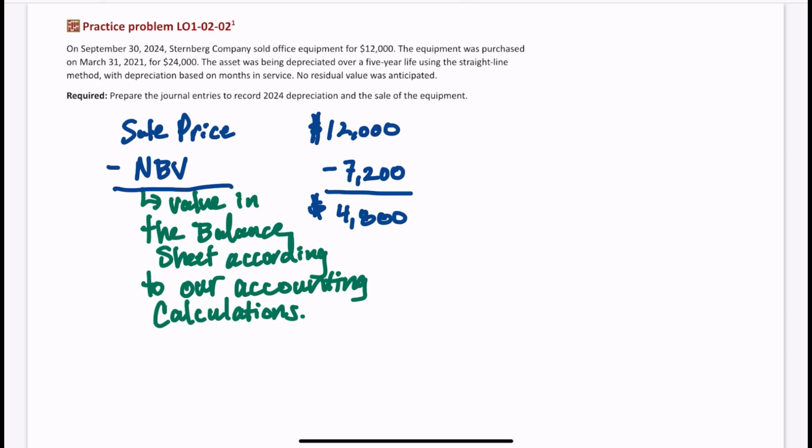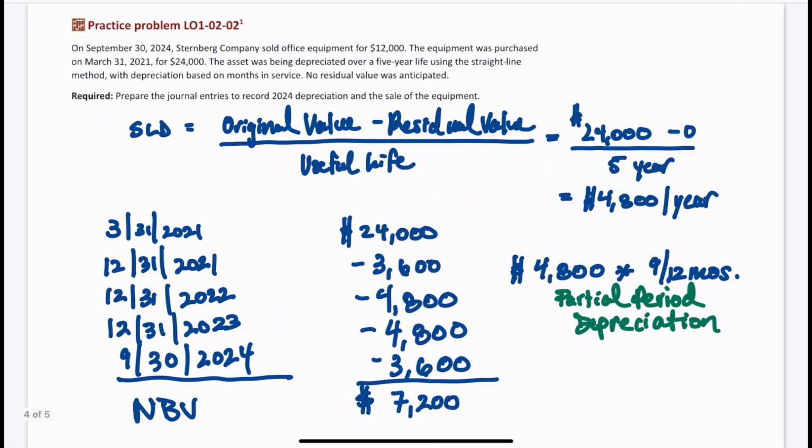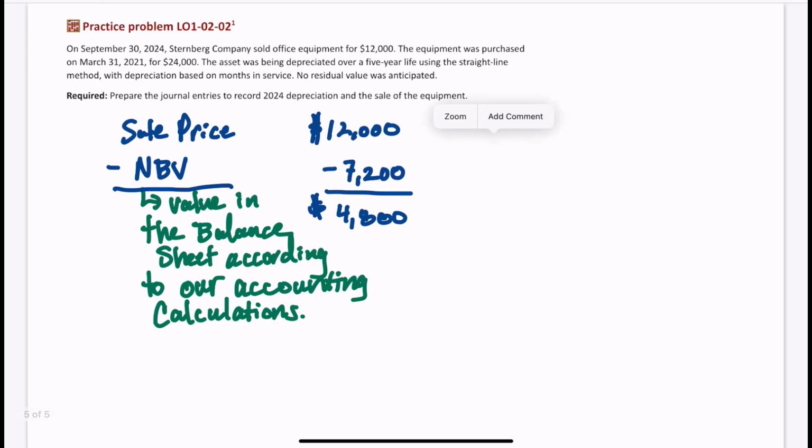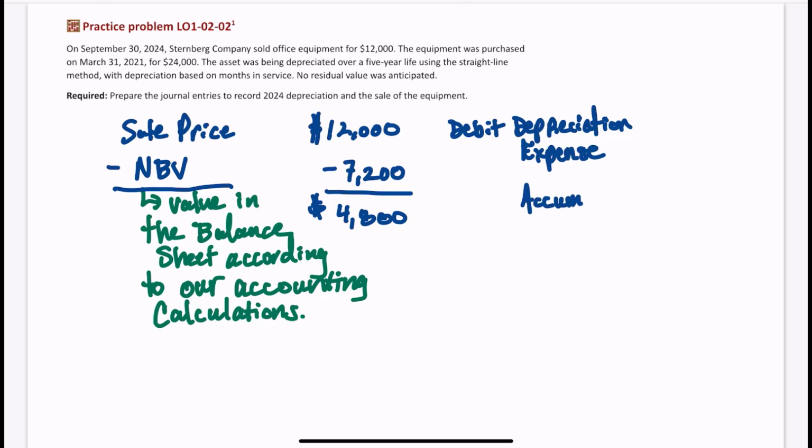All right, so we have all the relevant information for our journal entries now. And so this question is asking us to prepare the journal entries to record depreciation for 2024. We figured out our depreciation for 2024 is right here, so $3,600. So we're going to say debit depreciation expense and credit accumulated depreciation.